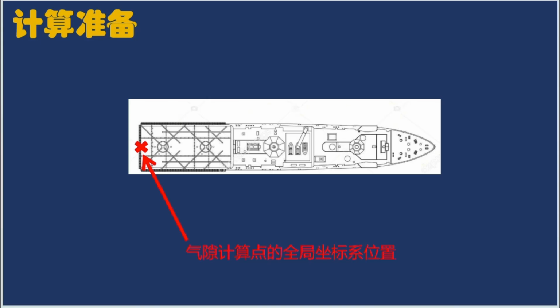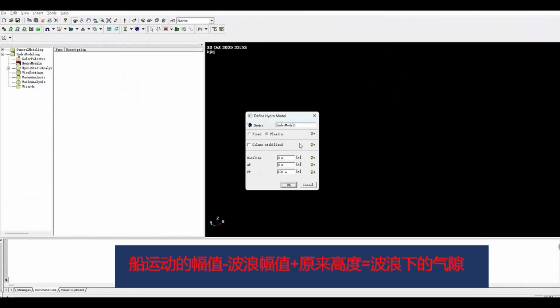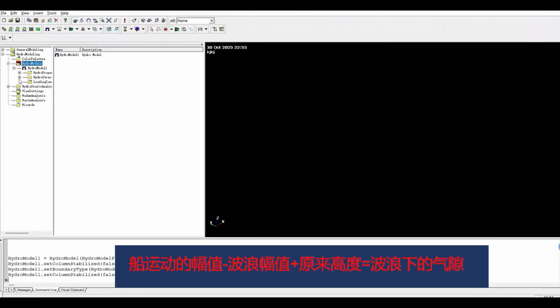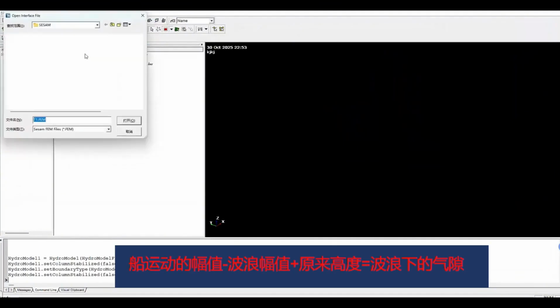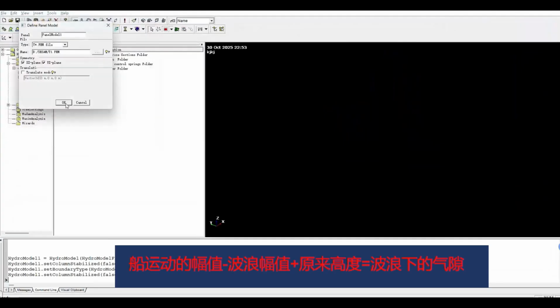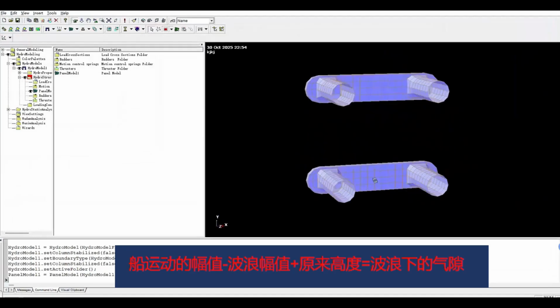Next, let's start the hands-on practice. Now, in Hijiji, let's create a new excavation analysis. First, create a hydrodynamic model. Then, import our T1 file. Here, I'll just use a T1 file. If you want to use T3 or T2 as well, you can, but here I'm just demonstrating.